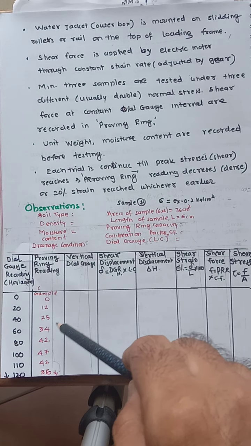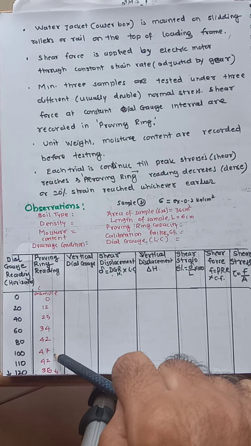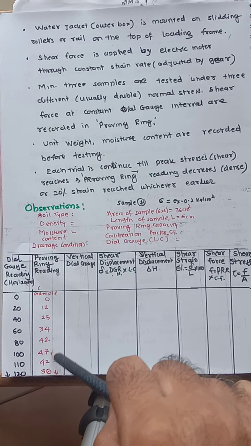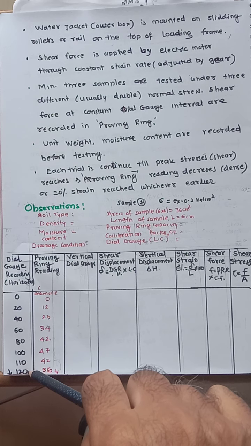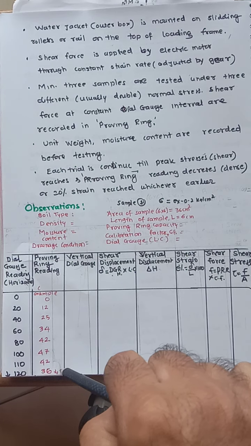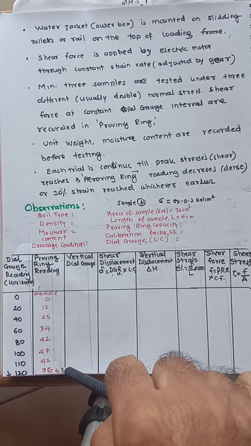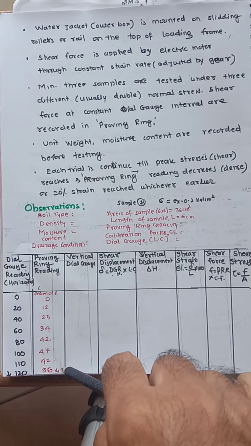But for a loose sample, what happens? Like 42, 47, then again 47, maybe 46, 47, it continues like this. Then you can stop; the value at 20% strain is around, say, 1200. Then you can stop the test. That particularly happens in the case of loose sand or a normally consolidated soil.